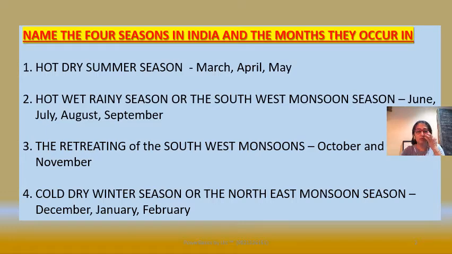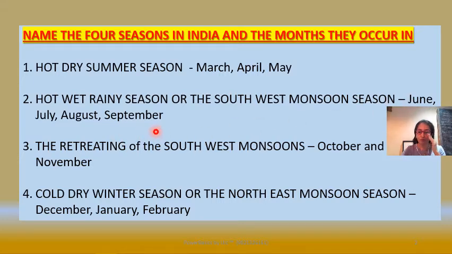The first slide is about naming the 4 seasons in India and the months that they occur in. The first season is the hot, dry summer season. It happens between March, April, and May, in these 3 months. Okay, you have to cover all the 12 months. The hot, wet, rainy season is also called the southwest monsoon season. It is spread across 4 months: June, July, August, September.